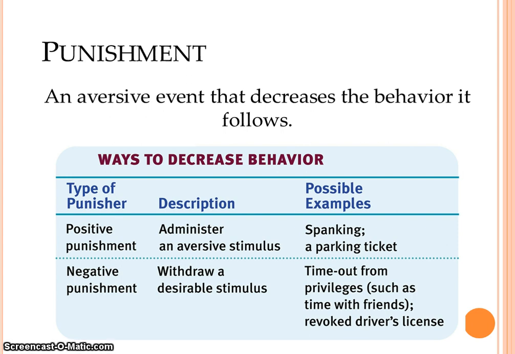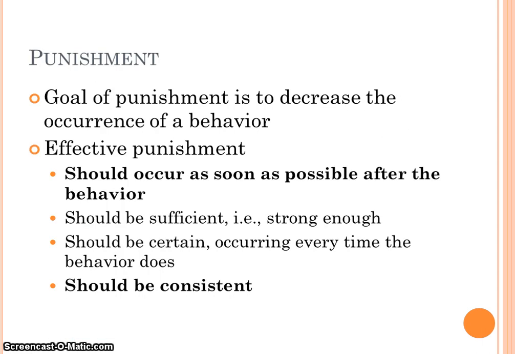If you've ever been grounded, your parents are taking away your free time so that you will correct your behavior. If you've ever had your phone taken away or your car taken away, that is an example of negative punishments.